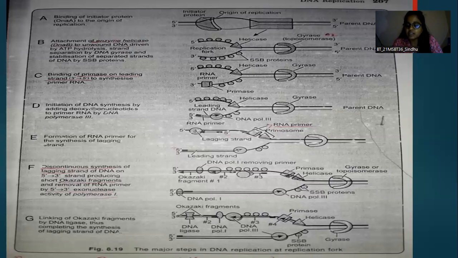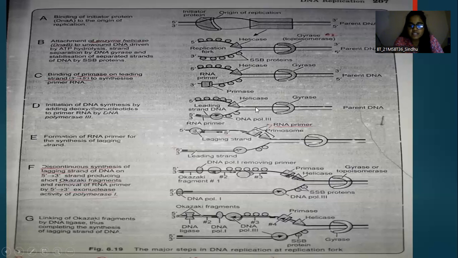Eventually, the RNA nucleotides in the primers are removed and replaced with DNA nucleotides. Once DNA replication is finished, the daughter molecules are entirely made of continuous DNA nucleotides with no RNA portion, because the RNA primers are removed. So this was the second step in DNA replication, that is elongation.